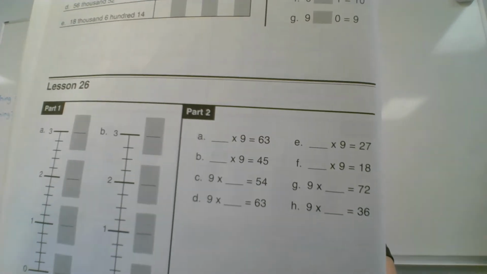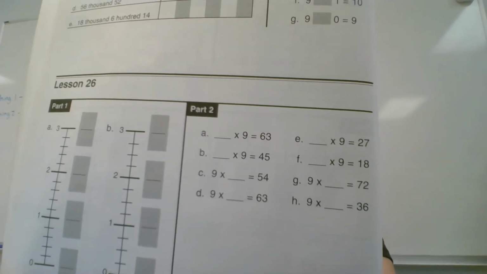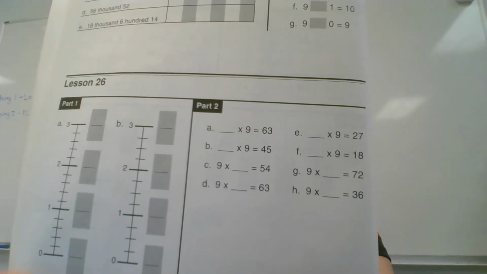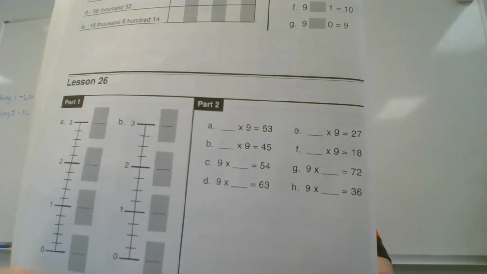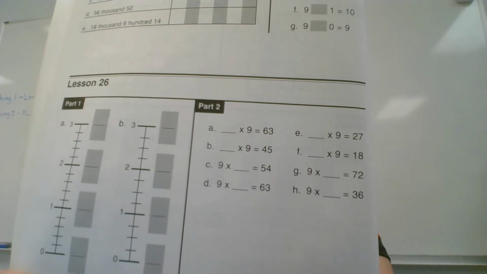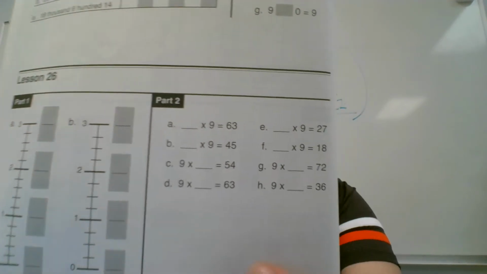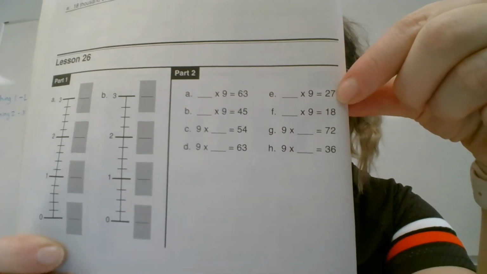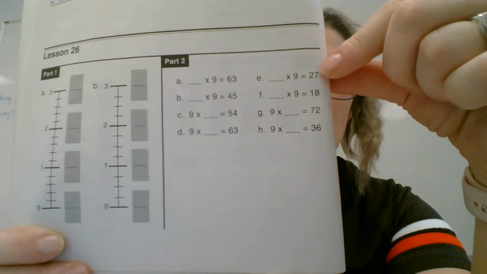Part 2. These are multiplication problems that have 9. The other number you multiply by is missing. To figure out the missing number, you're going to look at the answer, okay? So 27. So you're going to work backwards.